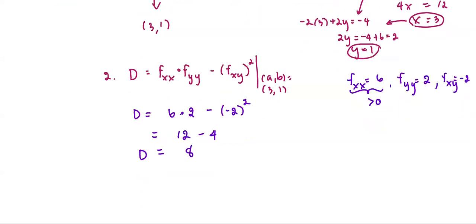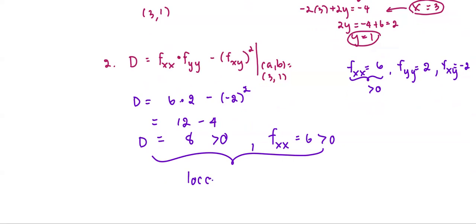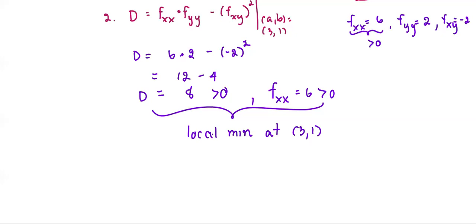In this problem, the D is positive, and the fxx, or the second partial derivative with respect to x, equals 6, is positive. Positive means concave up, so we're going to get the local minimum at (3, 1). Since we have one critical point, we just have one local minimum and no local maximum and no saddle point.